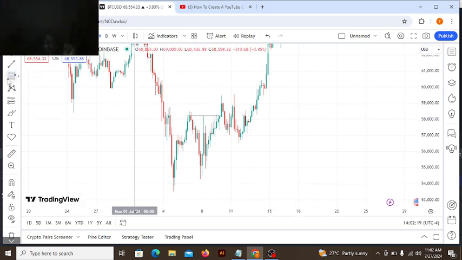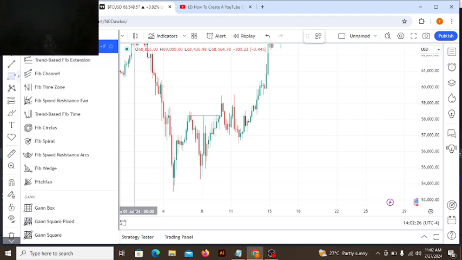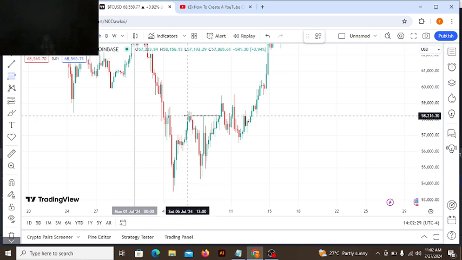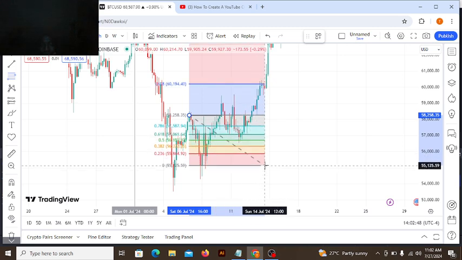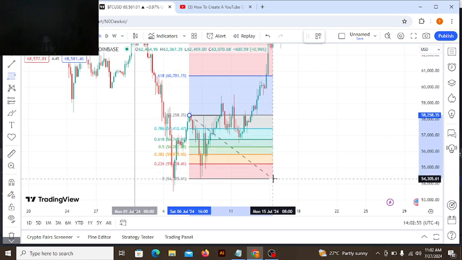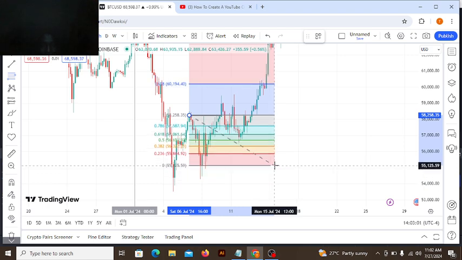The only way we can know when to enter is we have to take this Fibonacci retracement and place it on the first high of the month, and we have to draw it down to the low.